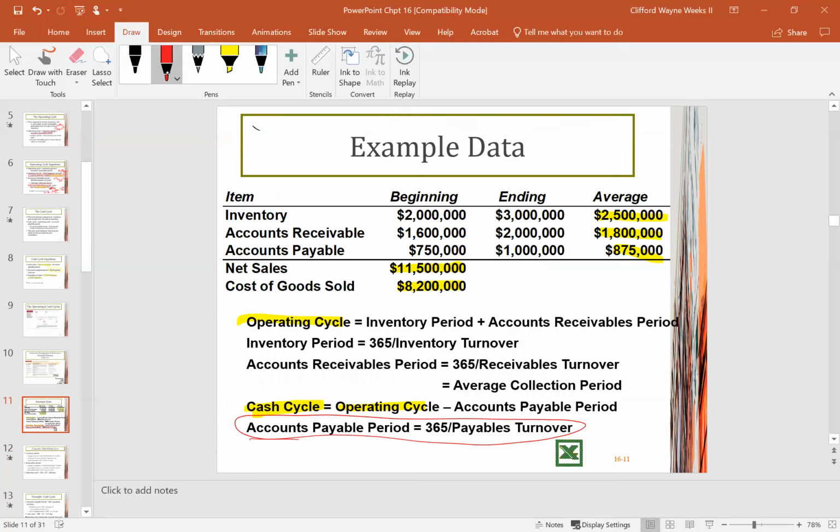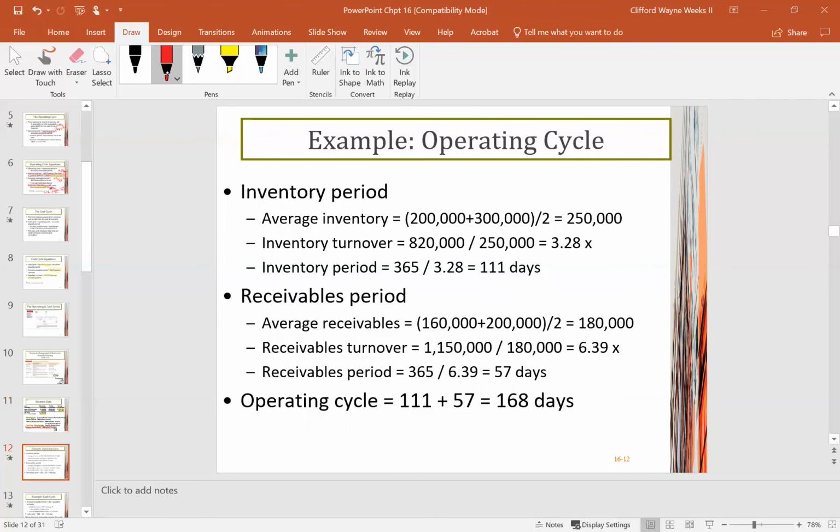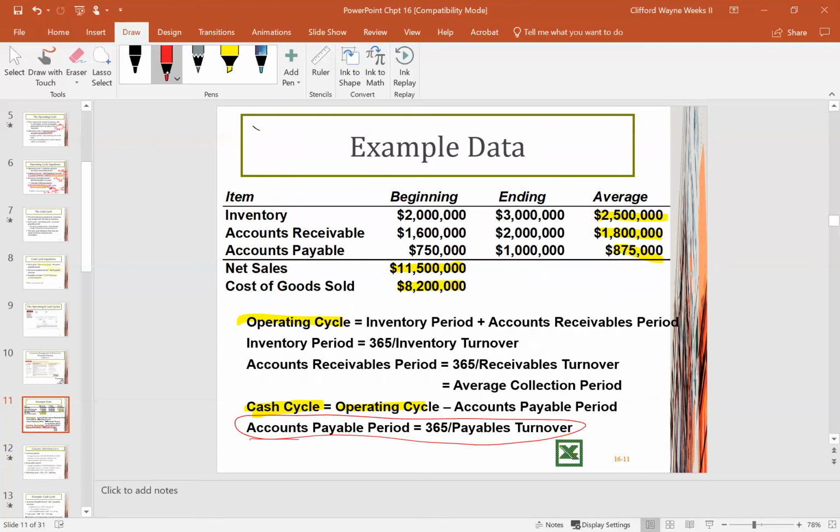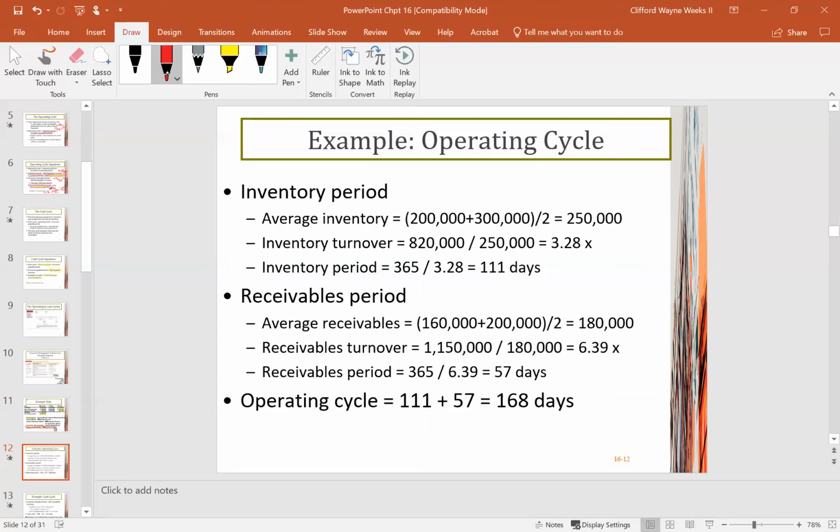Okay. So yeah, I think that they dropped some zeros. Inventory, okay. So accounts, let's see. Yeah, they did. My bad.